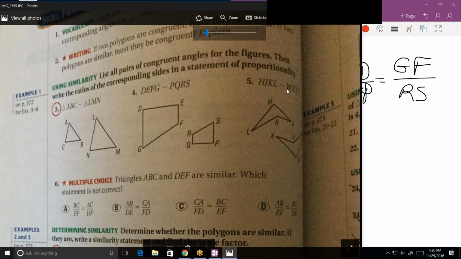Oh no, I already know how to put those things. Okay, cool. And so I know you know the corresponding sides also. At least I think you do. Give me one set of corresponding sides. HL and WZ.